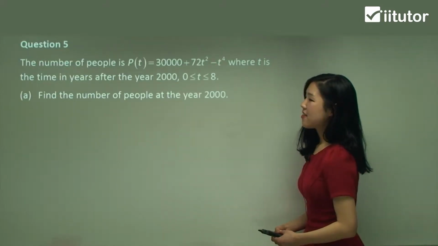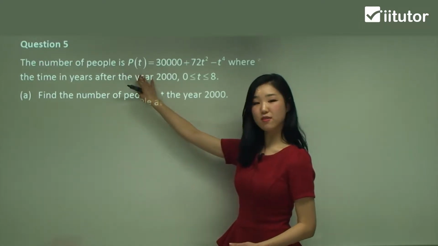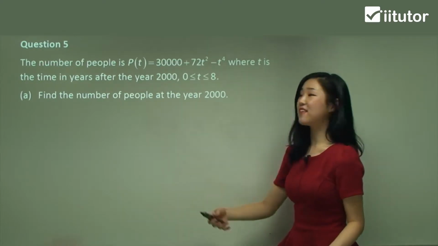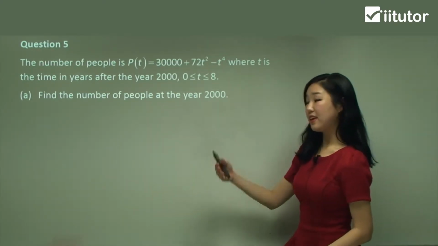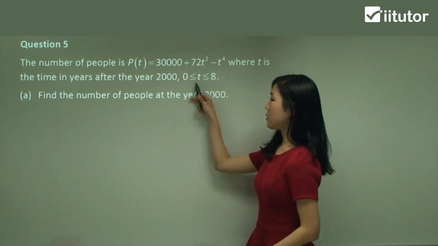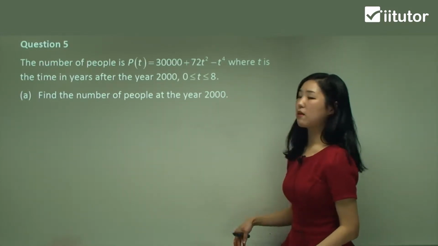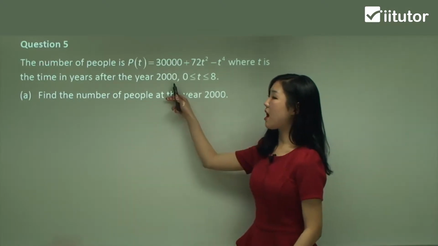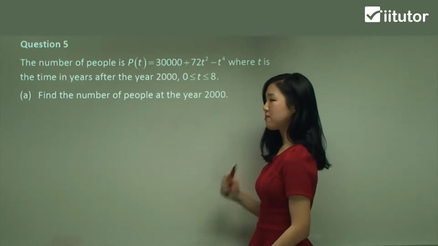Question 5. The number of people is P(T), so it's P in terms of T, that's all it's saying here. It's given by that expression, where T is the time in years after the year 2000, and make sure T is between 0 and 8. They give you very specific information here. T is in terms of years, and that's after the year 2000. Keep that in mind.